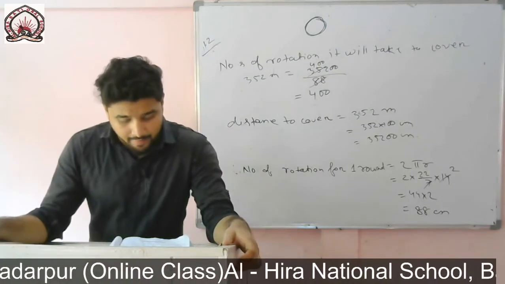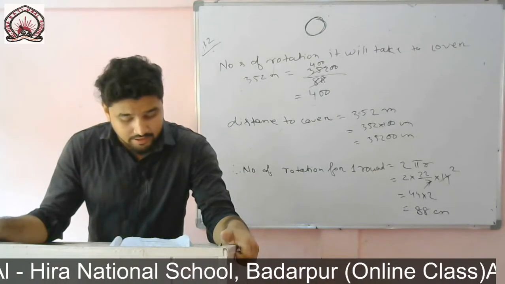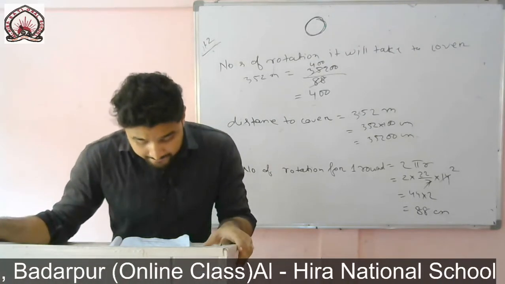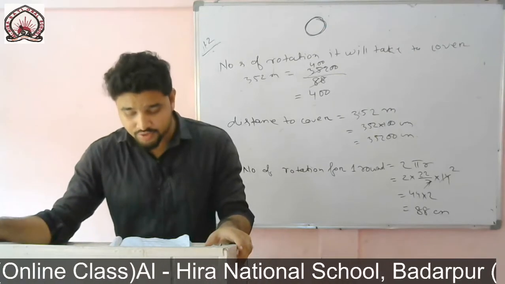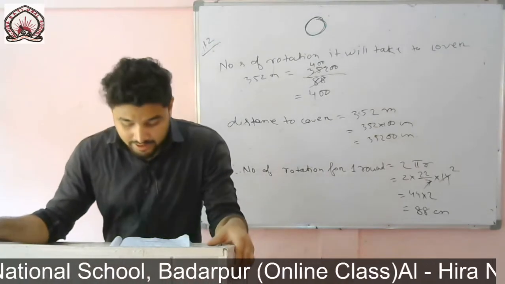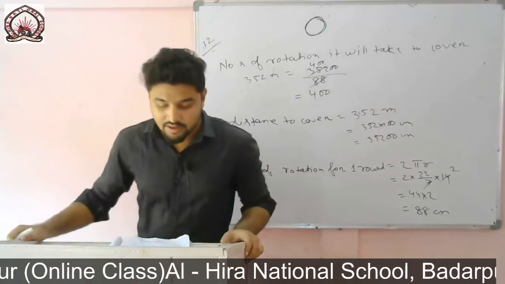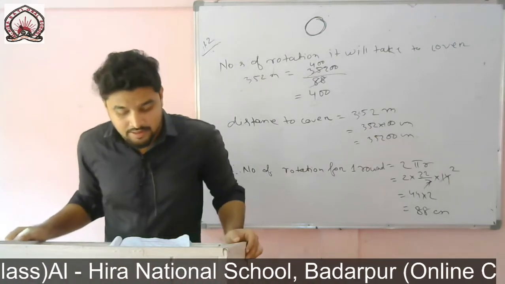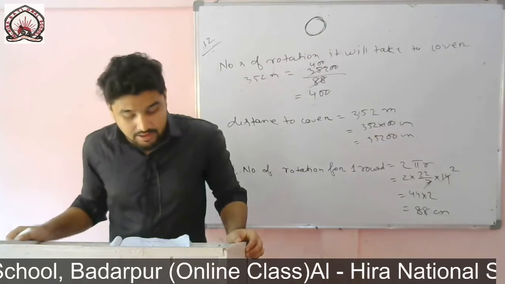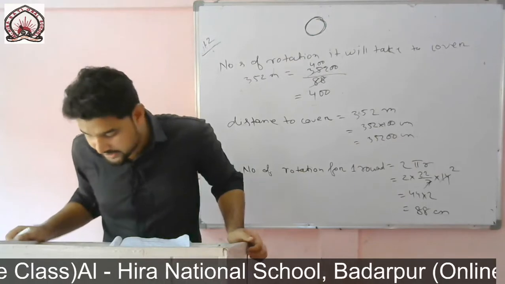Now come to question number 13. A wheel 14 centimeter in diameter makes 3000 revolution per minute, and find its speed in meter per second. That means the question is given that it makes 3000 revolution per minute, and you have to find in per second, and 14 centimeter we have to convert it into meter.